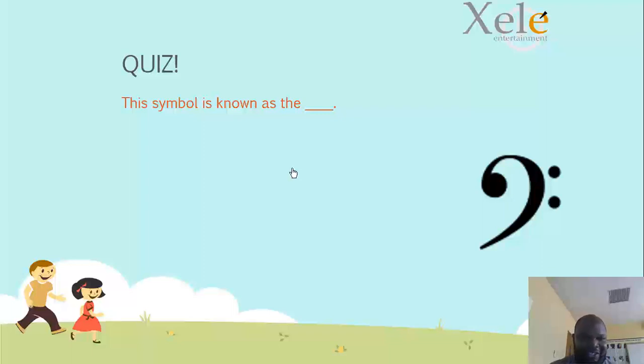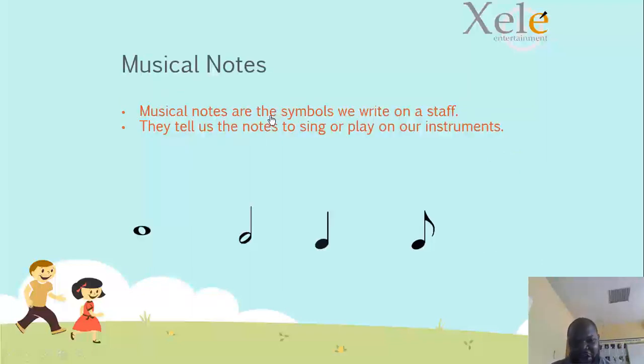So I have another quiz. This symbol is known as the bass clef. Good job, well done. And it is also known as the F clef. Good job, well done. And finally, we are going to take a look at musical notes.